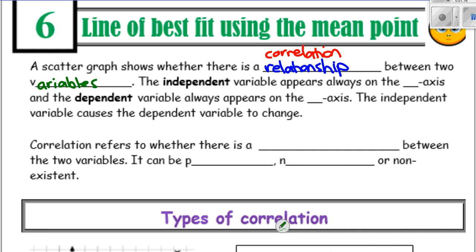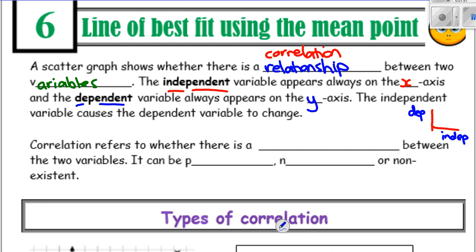Something that's important: on your scatter graphs, you have an independent variable and you have a dependent variable. By definition, the independent variable appears always on the x-axis. So in your scatter graph, you've always got the independent one down here, and the dependent one is on the y-axis. That's how scatter graphs are defined. The independent variable causes the dependent variable to change.